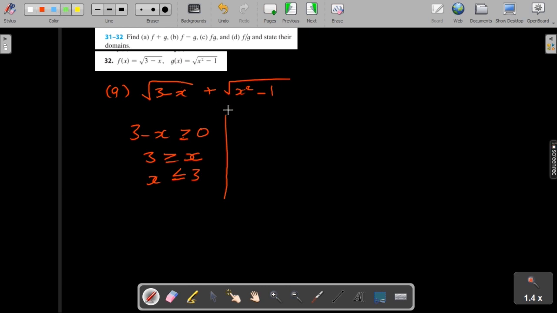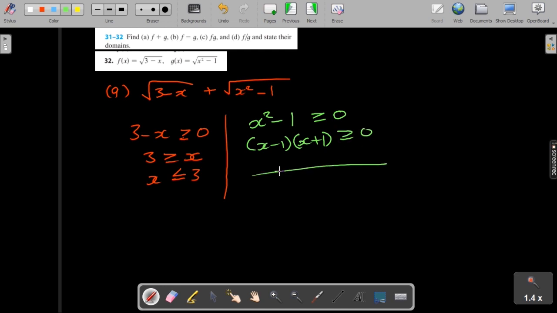And we can also compute the domain according to the other one on this side over here. That has to be greater or equal to 0. And this here is the same as having a difference of squares. So x minus 1, x plus 1 greater or equal to 0. So these form critical points: one at minus 1 and another one at 1. So you want places where these give us positive results.